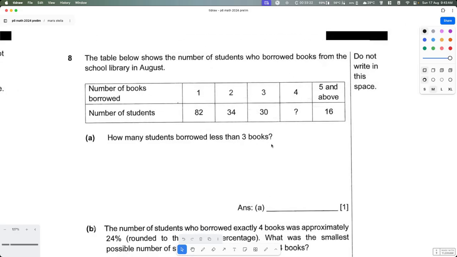Question number 8. The table below shows the number of students who borrowed books from the school library in August. So, part A, how many students borrowed less than 3 books? Okay, so that means this is 1 and 2.